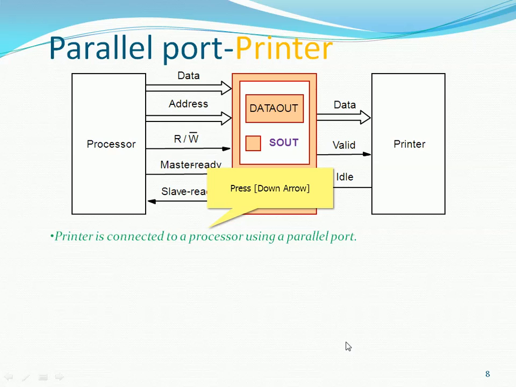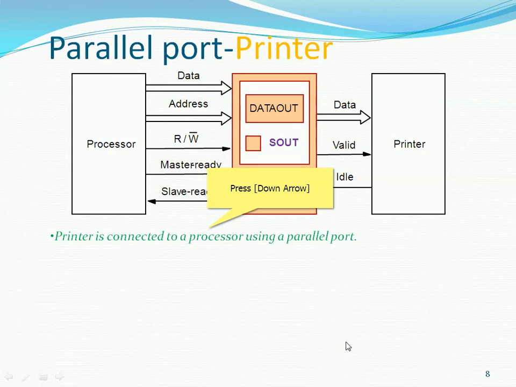So if you connect the printer, what will happen? The printer is connected to the processor using the parallel port. Similarly, we can have data and address going to it. There we discussed data in, now data out. There we discussed SIN, now S out. This is the output interface. The output interface will receive the address and data from the processor.